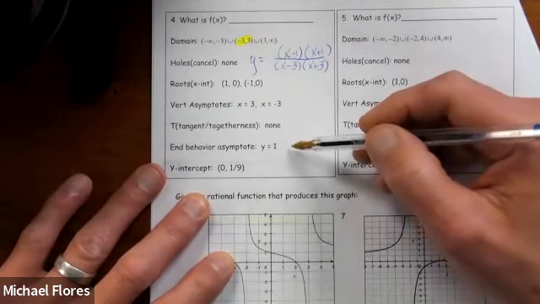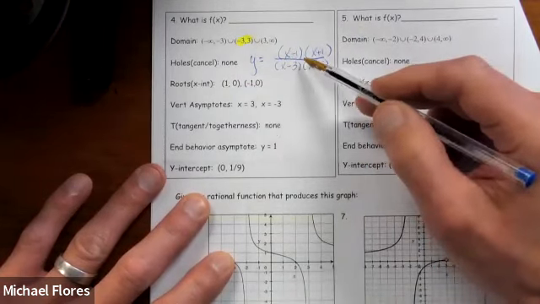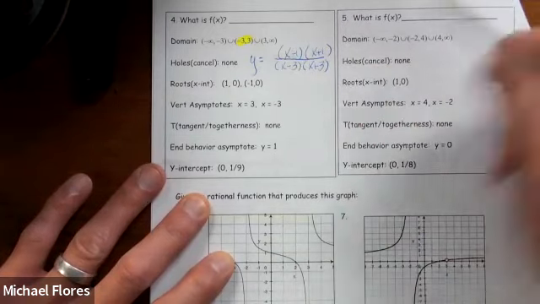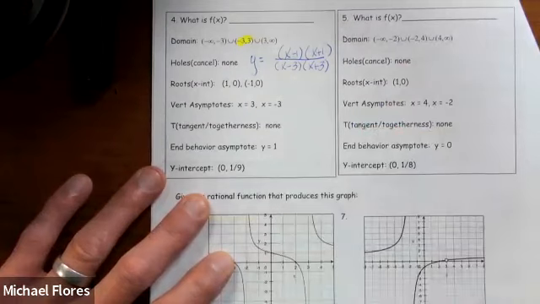End behavior asymptote is y equals 1. Well, this would be even distribution, x squared over x squared, so y equals 1. And then if you solve for your y-intercept, you'd get 1/9.